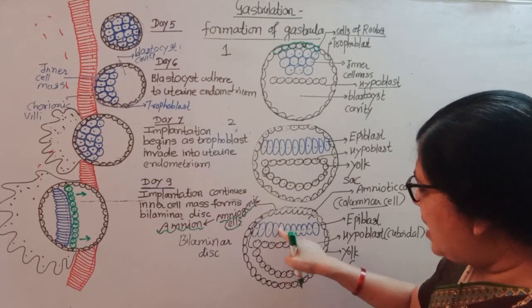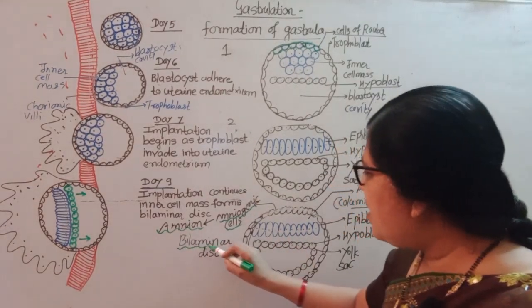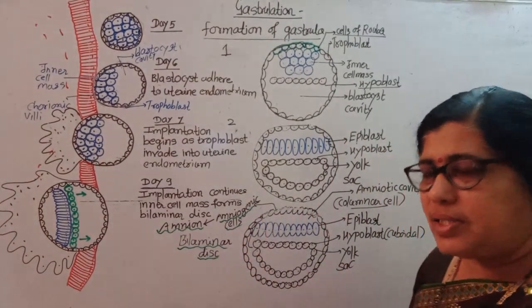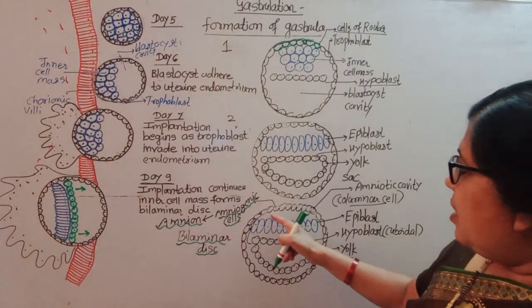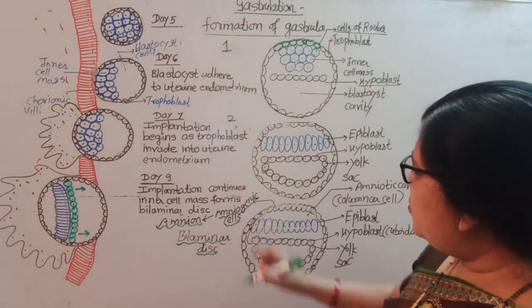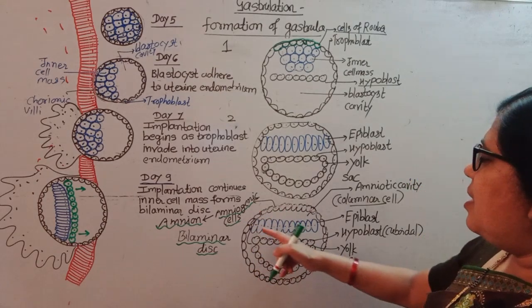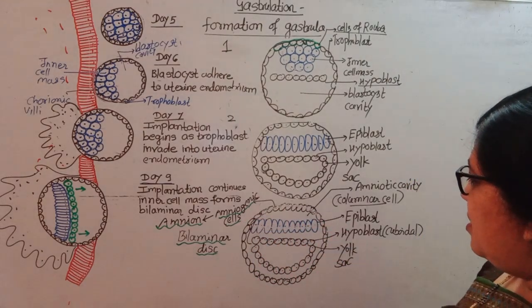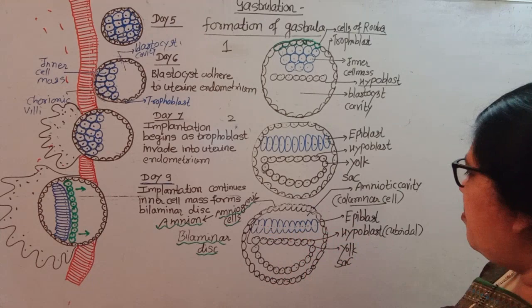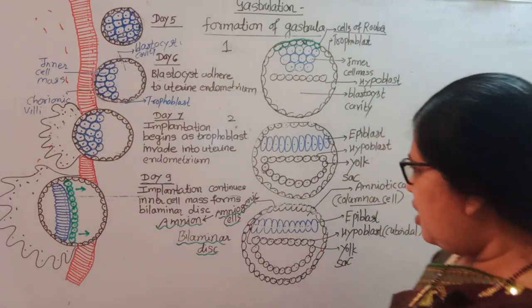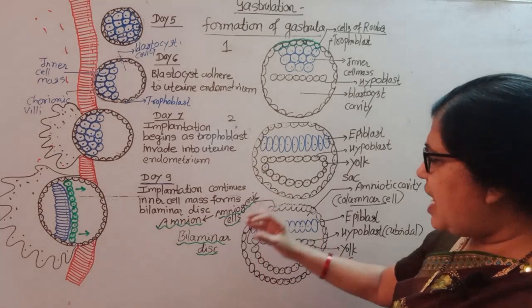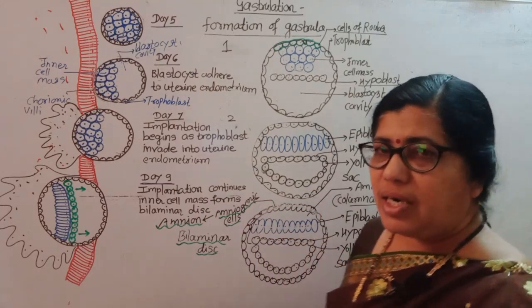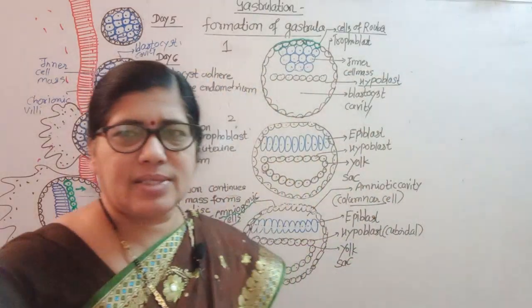Epiblast and hypoblast together form bilaminar disc. So this is called bilaminar disc. Then at the roof of amniotic cavity, amniogenic cells are present, and at the floor of amniotic cavity, epiblast cells or epiblast layer is present. Next event is formation of trilaminar disc. So this is bilaminar disc, and after this formation of trilaminar disc will take place.